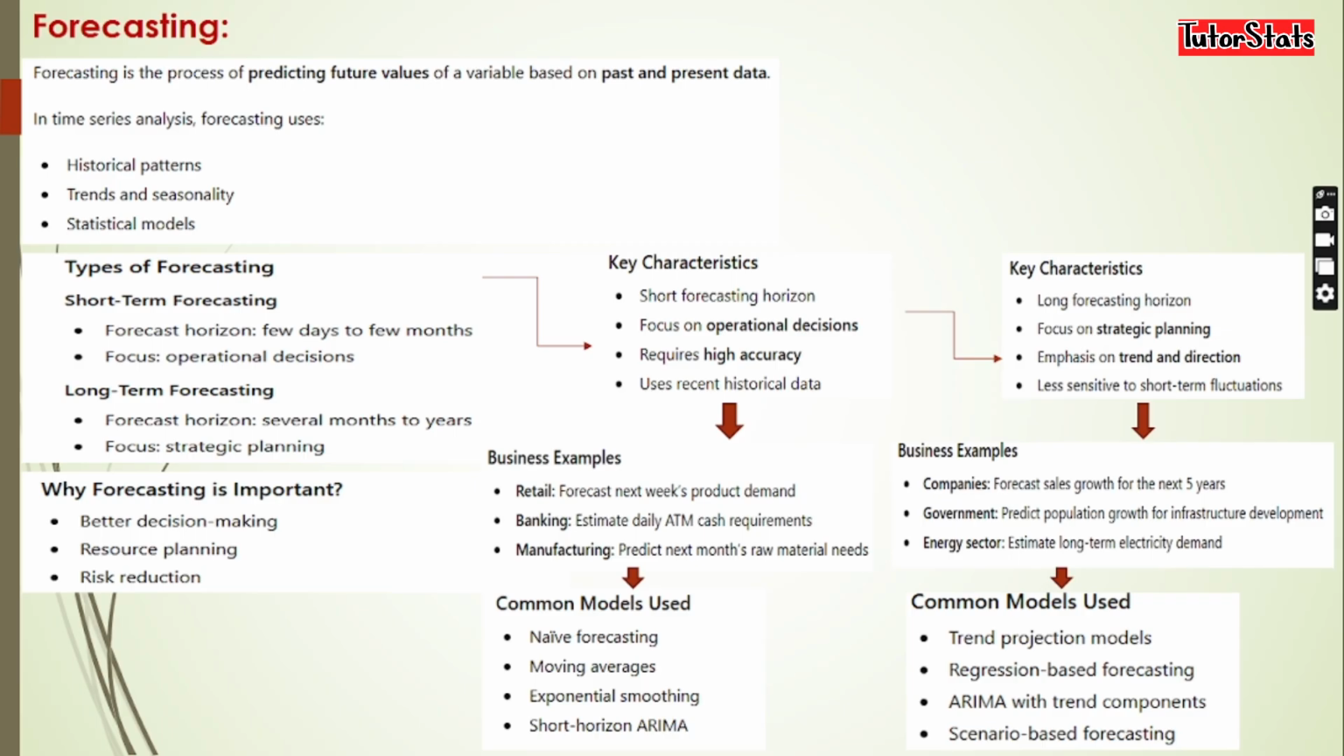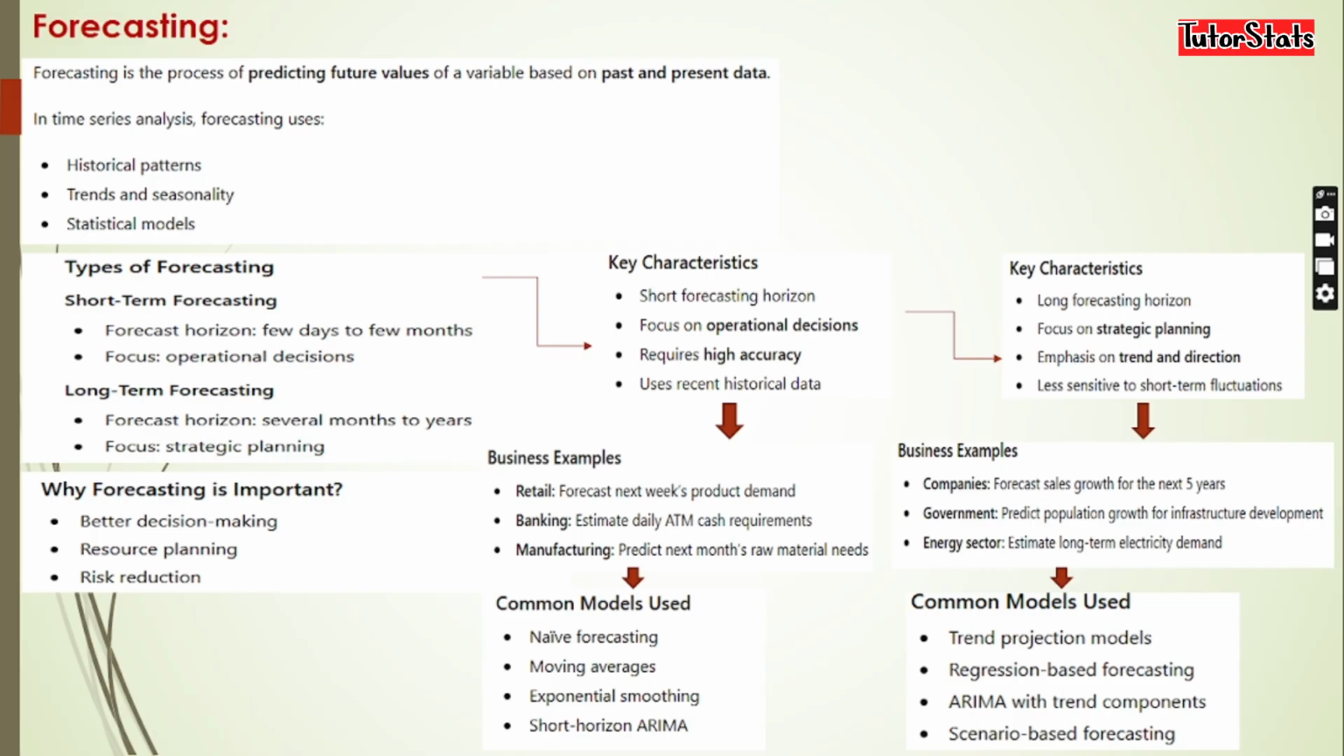Forecasting simply means predicting future values using past and present values. For example, predicting next month's sales, estimating tomorrow's temperature, and forecasting stock prices. In time series analysis, forecasting is based on historical patterns, trends and seasonality, and statistical models. In simple words, we look at the past to understand the future. Now, there are mainly two types of forecasting: short-term forecasting and long-term forecasting. First is short-term forecasting. Here, the forecast horizon is a few days to a few months.